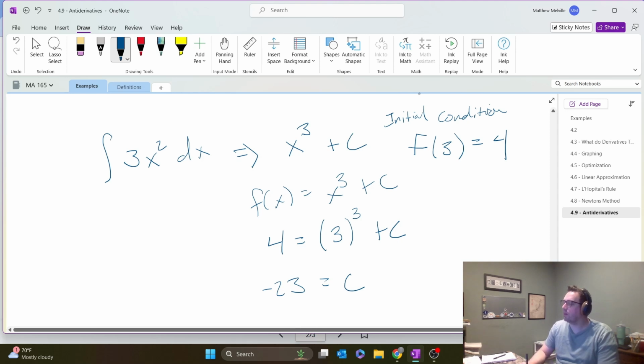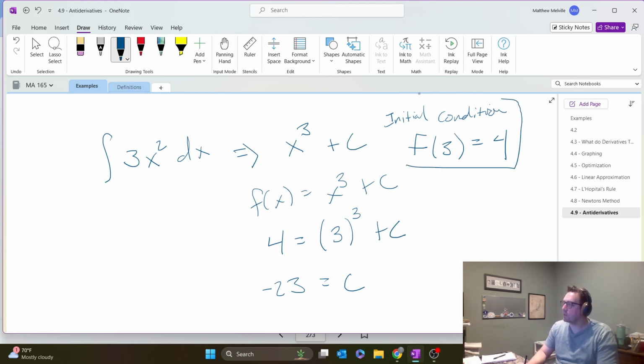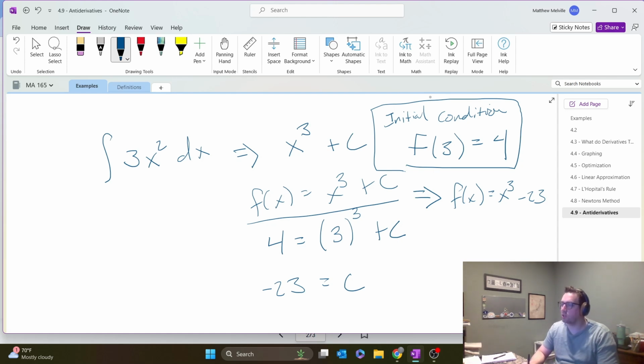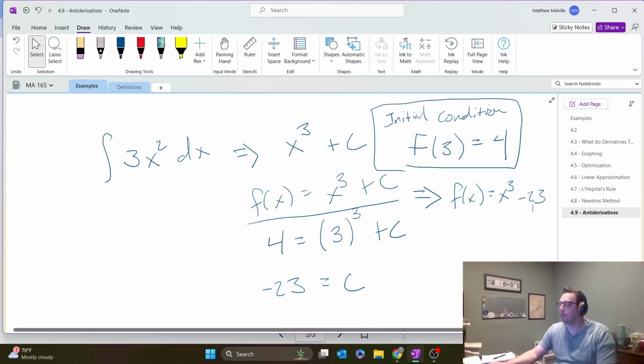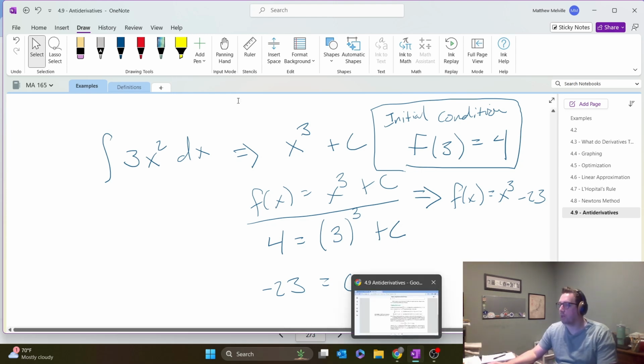So in order to meet this initial condition right here, the function, the family member I guess, that I have to choose is f of x equals x cubed minus 23. So the initial condition gives us a way to determine which family member to choose, or calculate my c, so that I can have the exact function that I took the derivative of before I took the antiderivative. And it comes into play a lot in contextual problems.